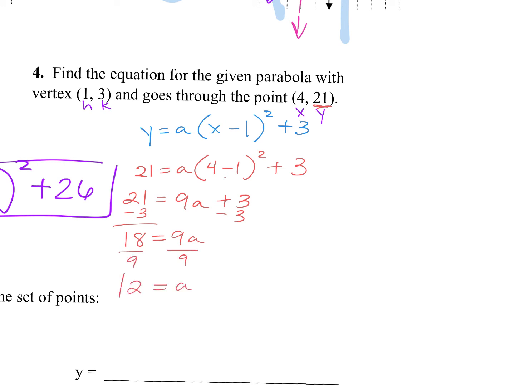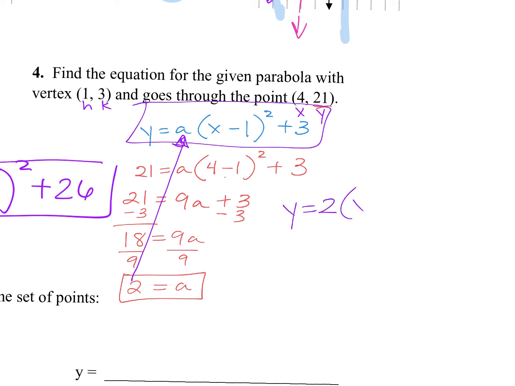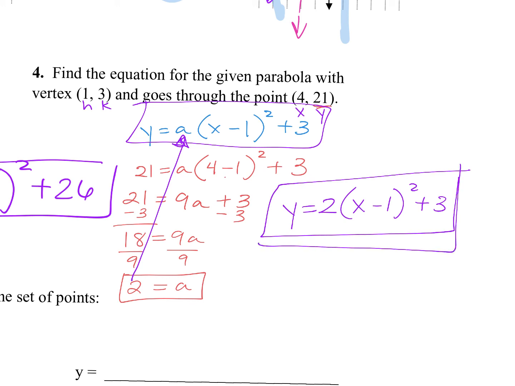So a is 2. Okay, and then once you know what a is, you're literally just taking that number and dropping it into that very first thing you did. So y equals 2 times x minus 1 squared plus 3, and that is your final answer. Any questions on that? Okay.